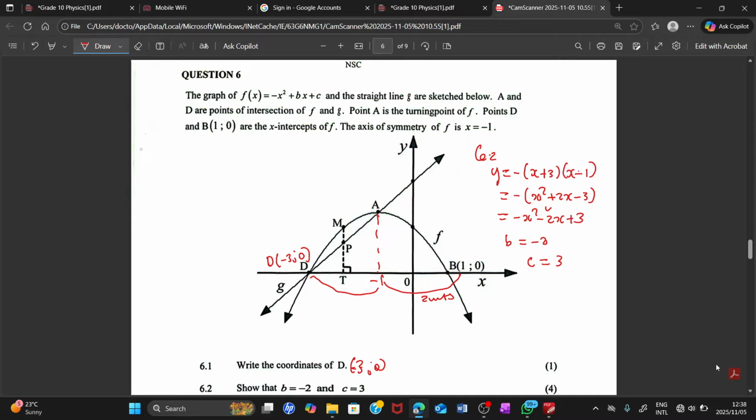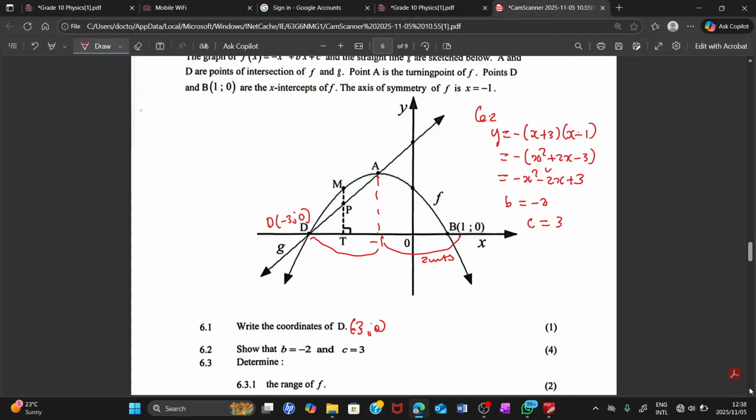Okay, so we have our equation. Now let's go to the next question. Determine the range. The range has something to do with the turning point. So you need to find the turning point, and you already have x is equal to minus 1. You just say y is equal to minus (minus 1) squared minus 2 into minus 1 plus 3. When you press your calculator, you're going to get a positive 4. So the range of this graph will be y is less than or equal to 4. That is the answer for this one.